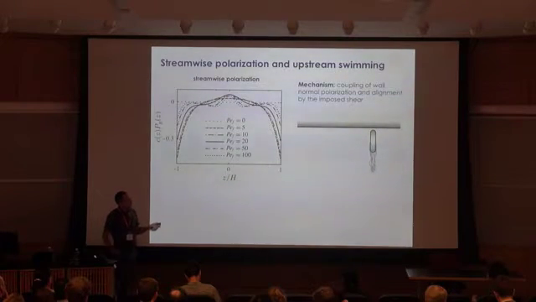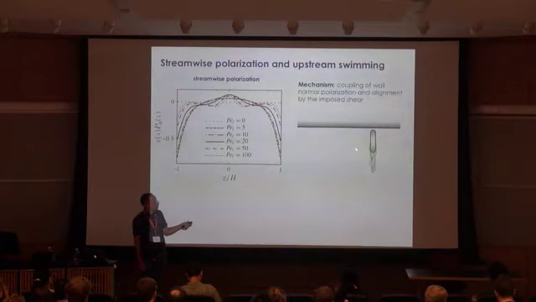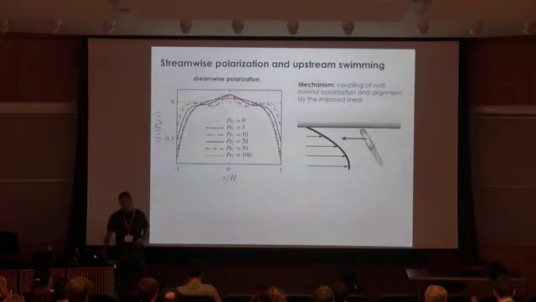And the mechanism is very basic. As I showed earlier, particles near the wall tend to point towards the wall, as shown in this diagram. Now if you apply a pressure-driven flow, shear rotation is going to align the particle in such a way that it swims upstream. So there's nothing complicated here.